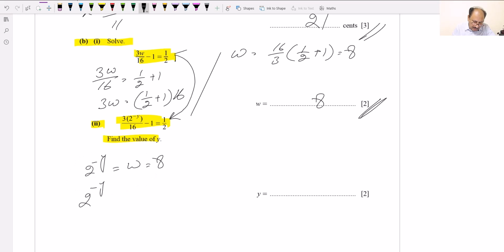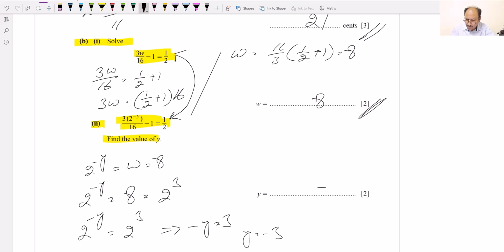So 2 raised to minus y is equal to 8, which is 2 raised to the power 3. So 2 raised to 3 will be 8. So now we can compare 2 raised to minus y is equal to 2 raised to 3. Bases are same, so we can compare the powers as well. So this implies minus y is equal to 3, or we can write this as y is equal to minus 3. So minus 3 will be our answer for 2 marks.